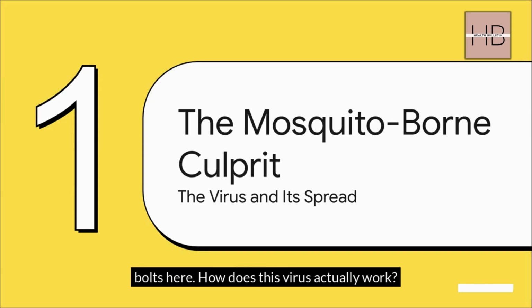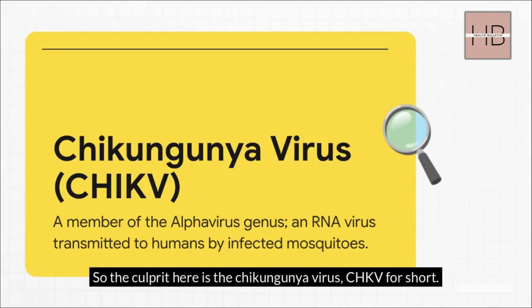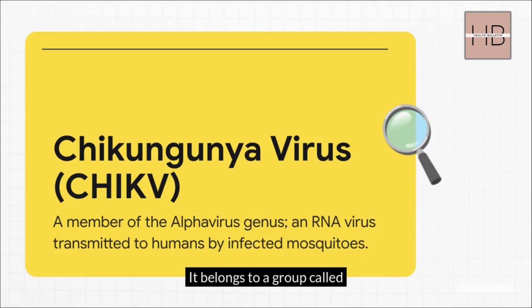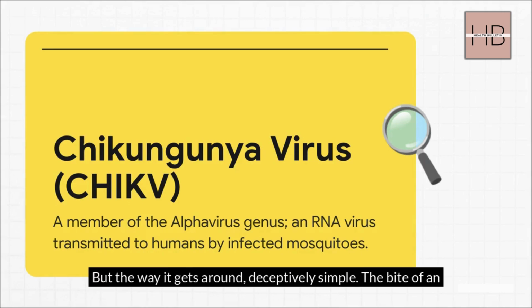Okay, so let's dig into the nuts and bolts here. How does this virus actually work? And maybe more importantly, how did it get so good at spreading all over the world? So, the culprit here is the chikungunya virus, CHKV for short. It belongs to a group called alphaviruses, which are RNA viruses. Now, that just means its genetic makeup is a bit like the flu or a common cold. But the way it gets around is deceptively simple: the bite of an infected mosquito. That's it. And it's incredibly effective.